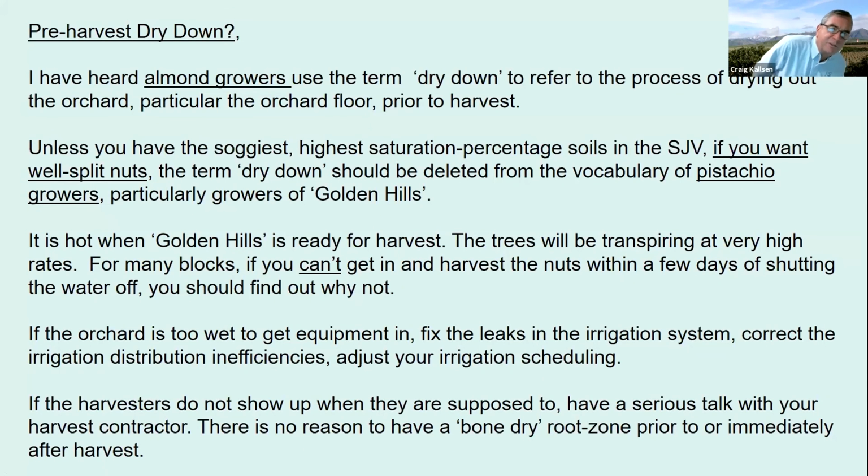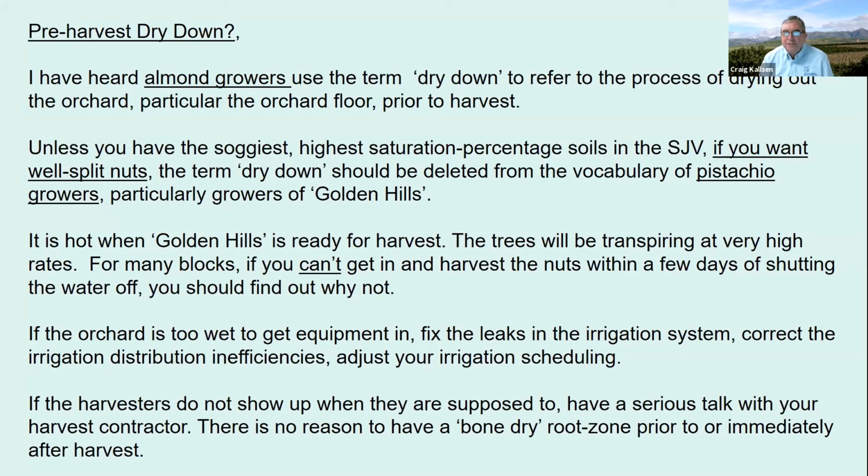I've heard almond growers use the term dry down to refer to the process of drying out the orchard, particularly the orchard floor prior to harvest, which is important for almonds because they don't shake them onto tarps like we do or onto catching frames. So they need to have a dry orchard floor. But unless you have the soggiest, highest saturation percentage soils in the San Joaquin Valley, you want well split nuts. The term dry down should be deleted from the vocabulary of pistachio growers, particularly growers of Golden Hills.